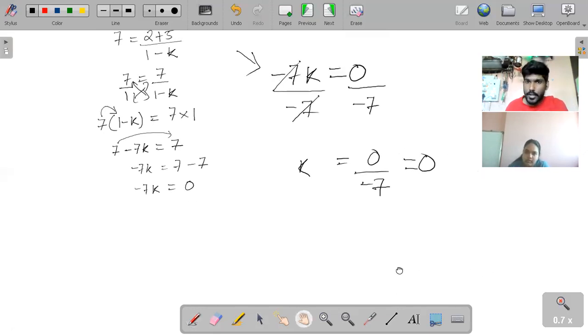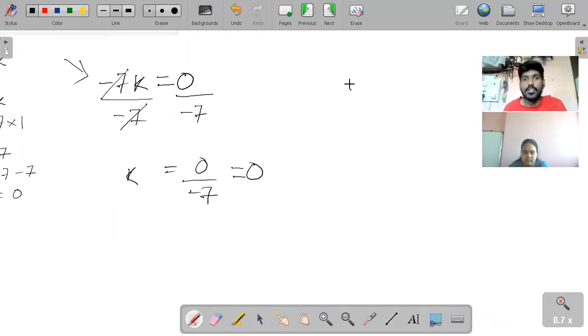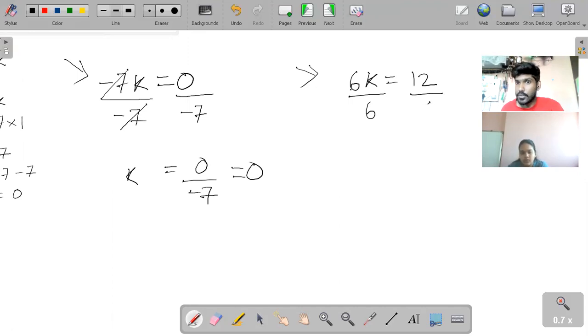Okay, just look at one more example, just to make it more clear. So suppose you had 6k is equal to 12. Now on the left hand side, what can you do to remove this 6? Divide by 6. Now since you're dividing the left hand side by 6, on your right hand side also you will have to divide 12 by 6. So on your left hand side, this 6 and 6 will get cancelled. So k equals 2. Is this clear?